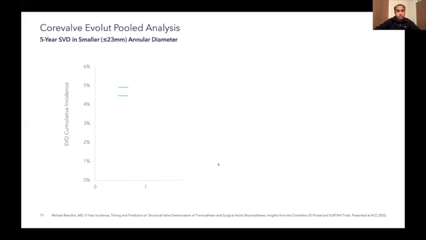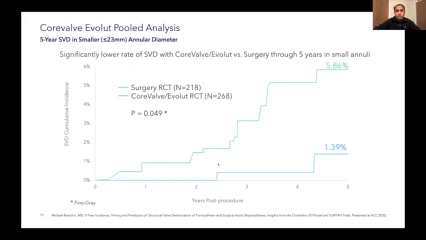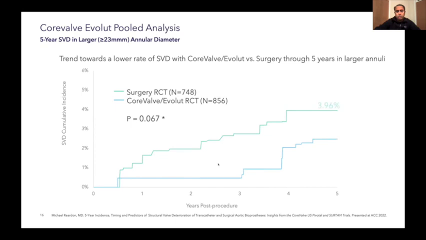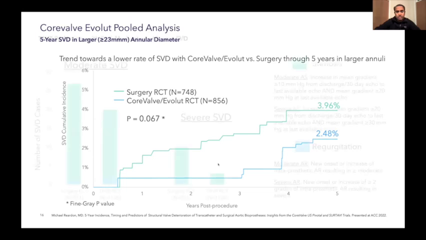Let me just fast forward there. You could see the effect size being greater there, and it was statistically significant, although barely. And you could see the difference, at least in effect size, between surgery and Evolut there. If you look at larger valve sizes, there was a trend towards significance, and maybe when we do a 10-year analysis or whatever, we're going to see this get to significance, but definitely a trend in favor of CoreValve Evolut versus surgery out to 5 years in these larger valve sizes.